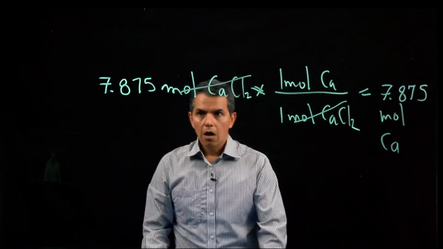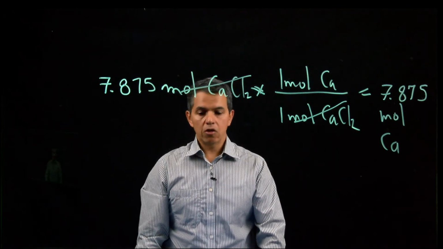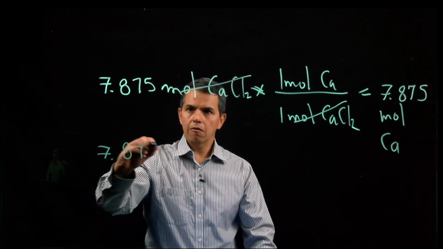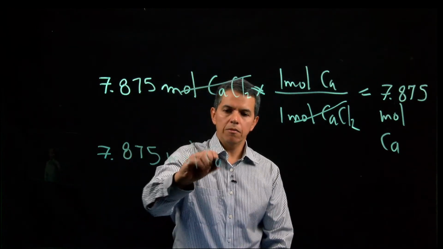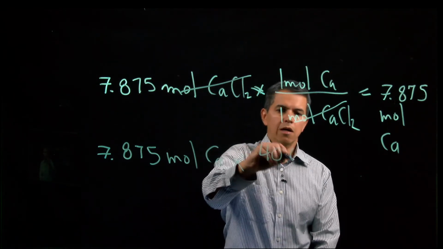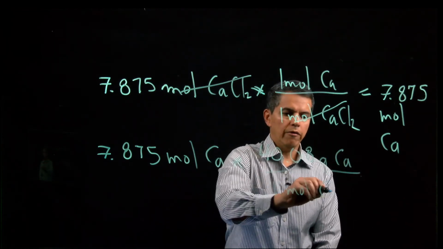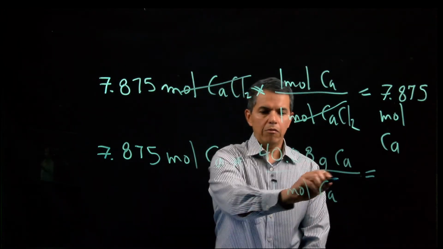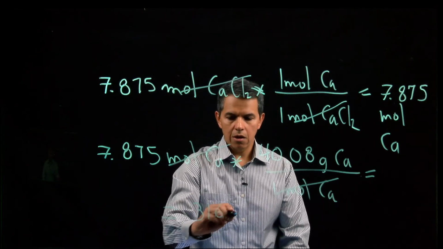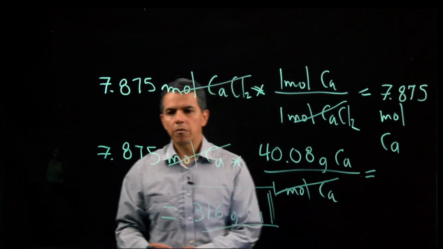being formed. Now that we have the moles of calcium, we're going to use the atomic mass of calcium to calculate the grams of calcium formed. So we have 7.875 moles of calcium. Multiply that by the atomic mass of calcium, which is equivalent to 1 mole of calcium. We can cancel out moles of calcium, and the result of this will be 316 grams of calcium. This is the answer to the second part of this problem.